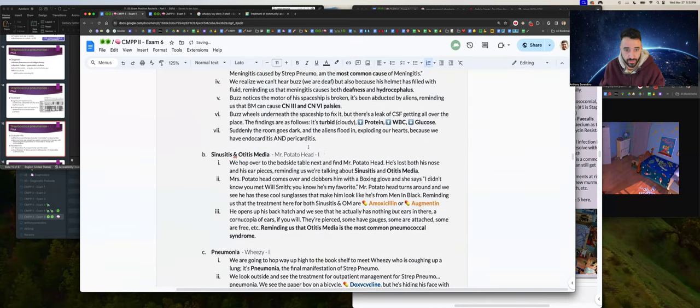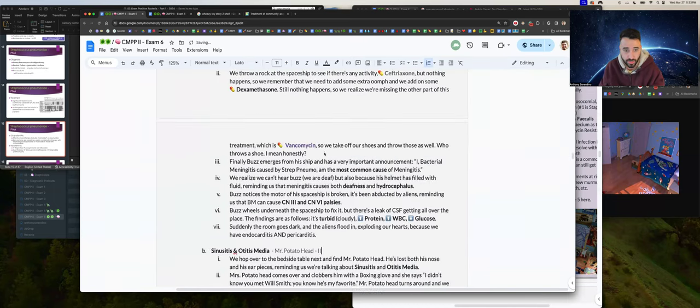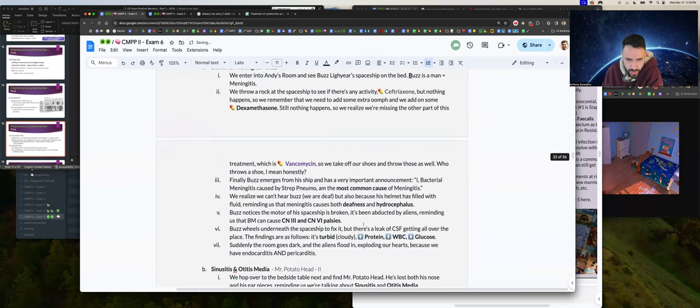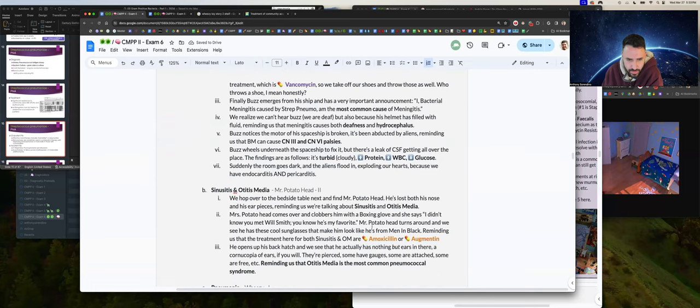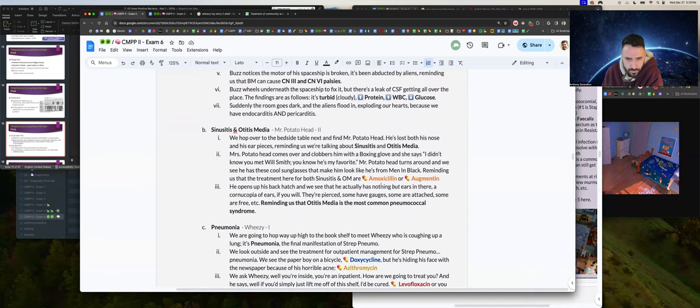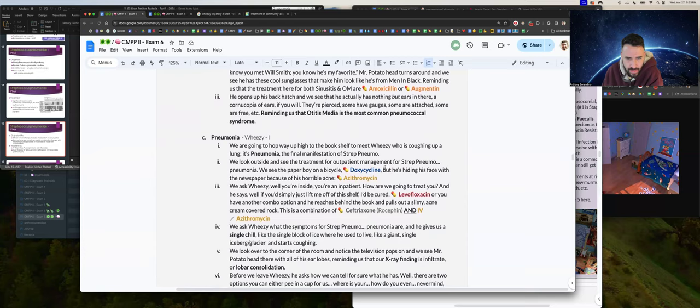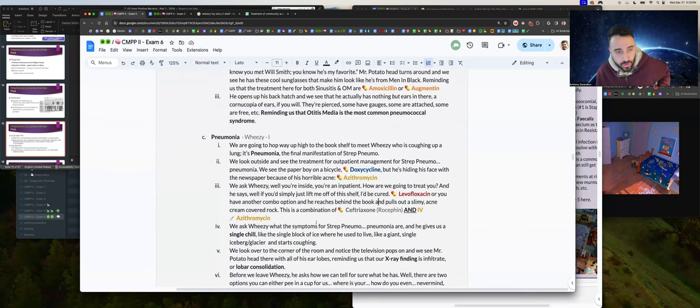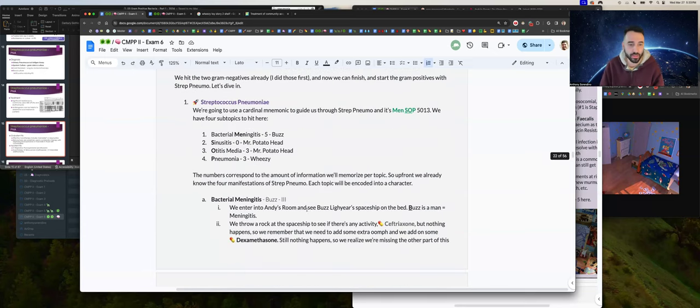We repeated these again. So now we've done Mr. Potato Head twice. We have done Buzz now three times. Dexamethasone, Vanco, most common, deafness, 3 and 6, sinusitis, medium, amoxicillin, Augmentin. Otitis media is most common. We hit the doxy outside or the azithromycin. Inpatient, we did Levo or we did ceftriaxone and azithromycin again, single chill. All right, good.